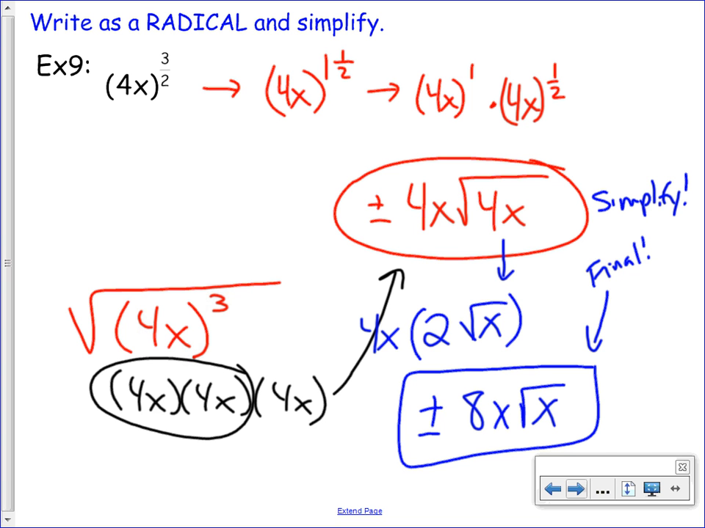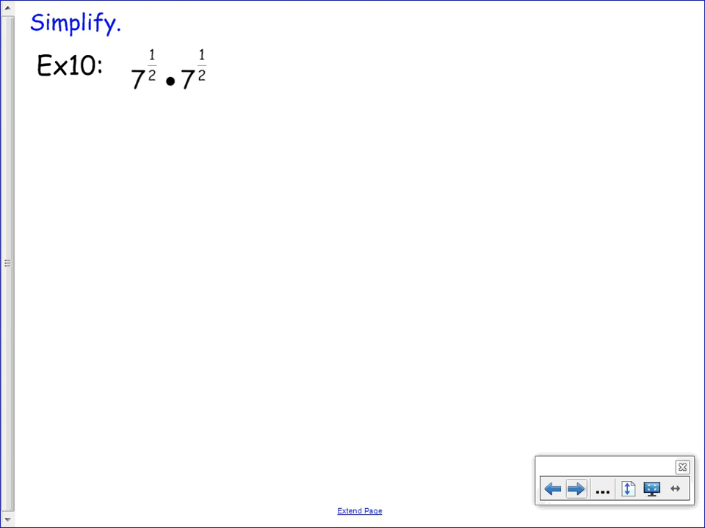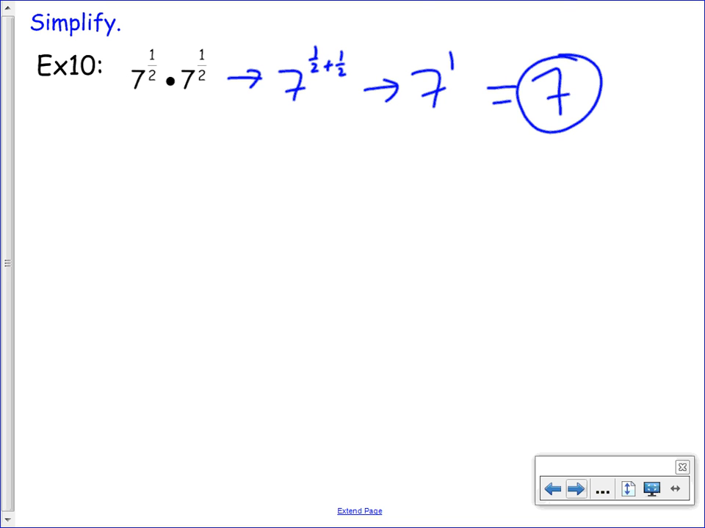Here's one on fractions. What's a half plus a half? This is just 7 to the 1/2 plus 1/2. This is 7 to the first power, which is just 7.